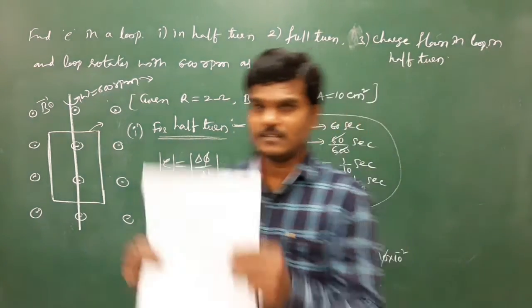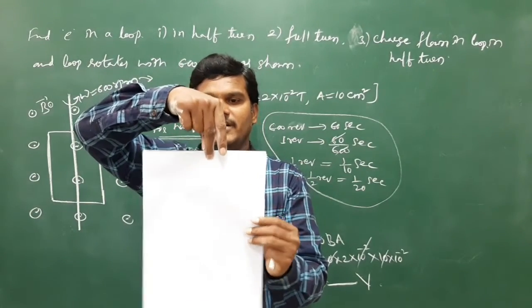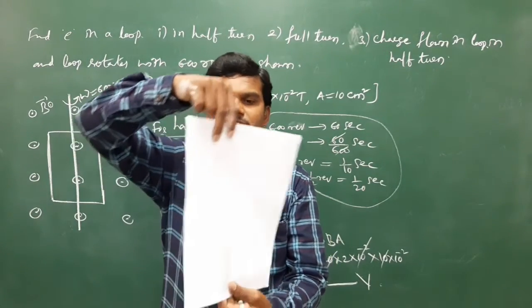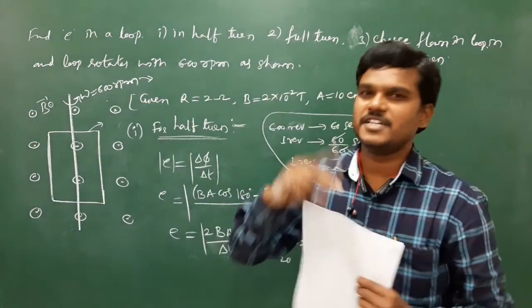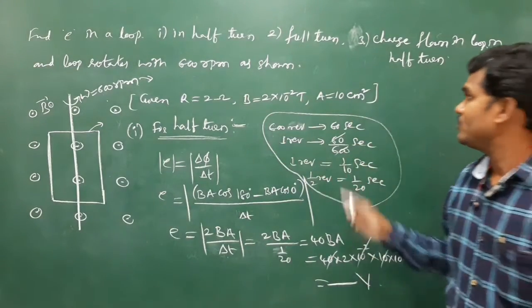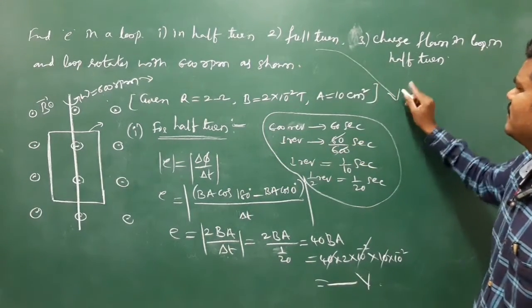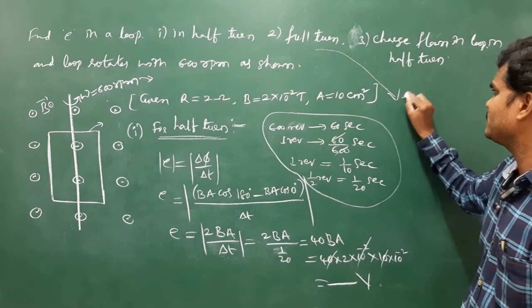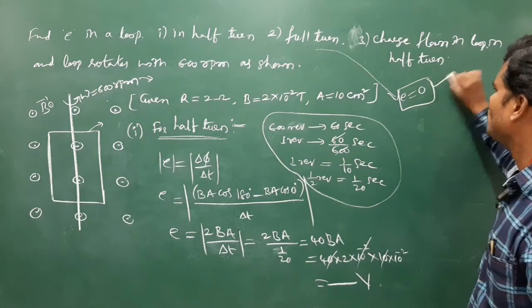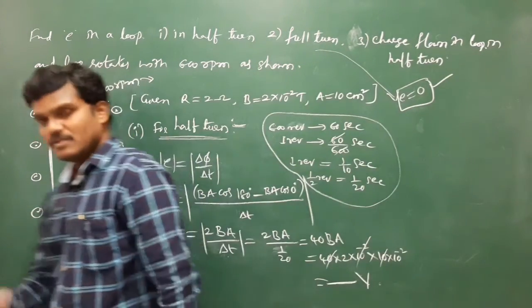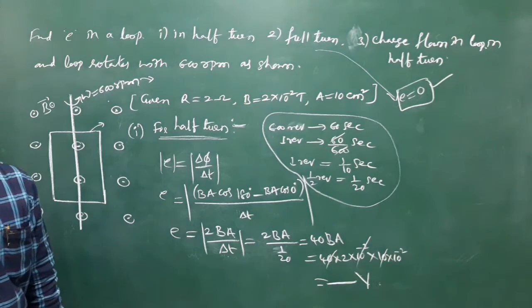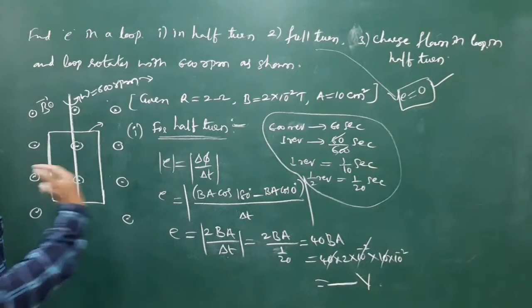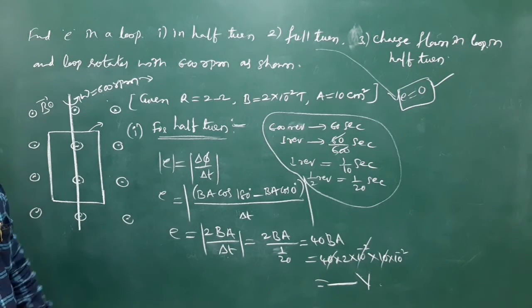Now let us expect the full turn. See, this is rotated like this; this is half, again full. For a full turn, the initial and final angles are the same: initially 0 degrees, finally 0 degrees. So for a full turn there is no change in flux, and if there is no change in flux, there is no induced EMF. So EMF is 0 when the loop takes a full turn. If it takes 1.5 turns or 2.5 turns, just substitute the values and you will get the answers.